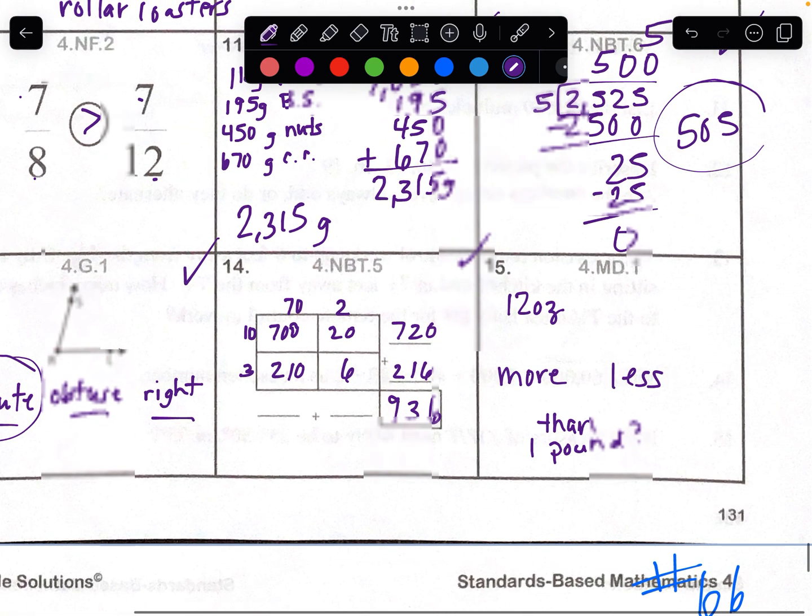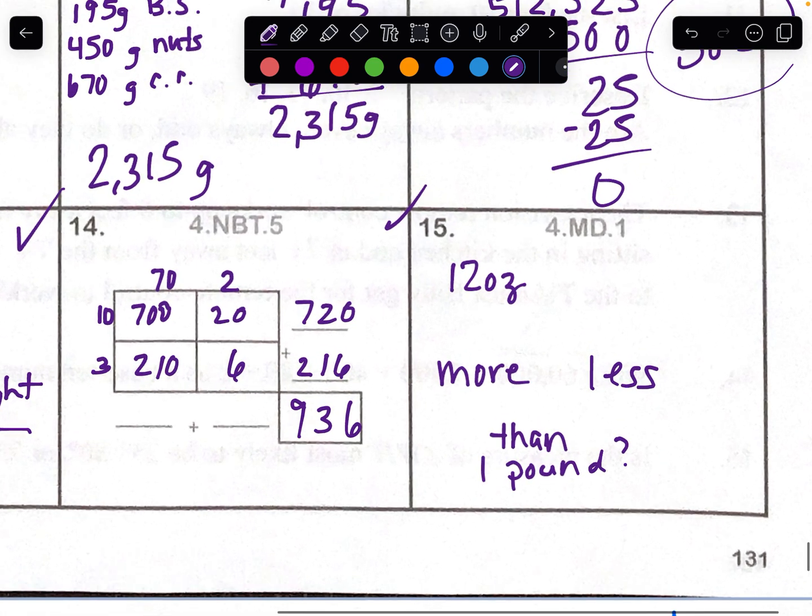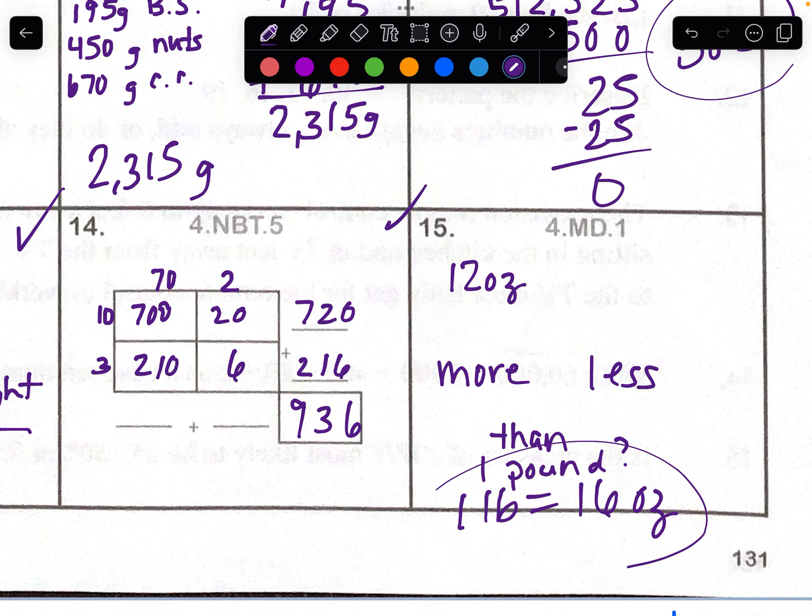All right, number 15. They say, I think it's a steak. A steak is 12 ounces. Is that more than or less than 1 pound? Well, really, the only thing you know here about 1 pound is that 1 pound is equal to 16 ounces. If you know that, that means 12 ounces is less than 1 pound for the correct answer.